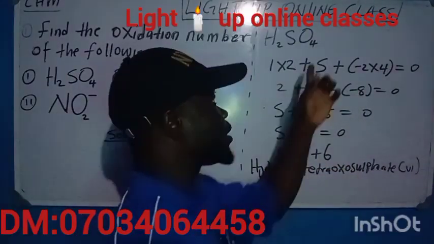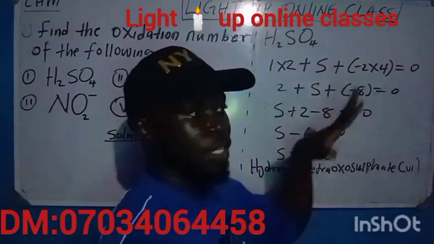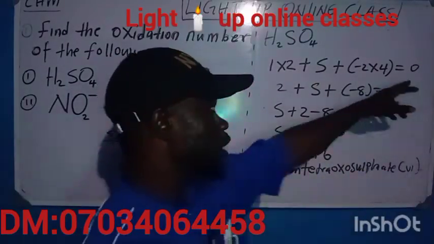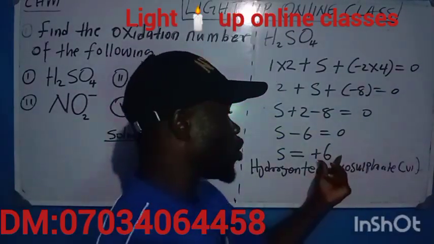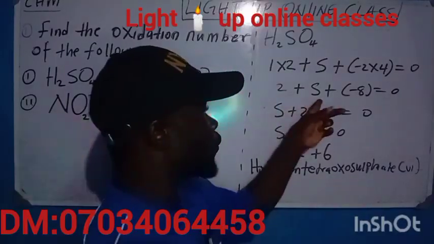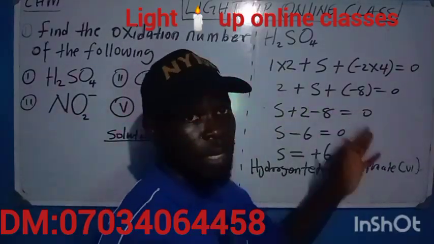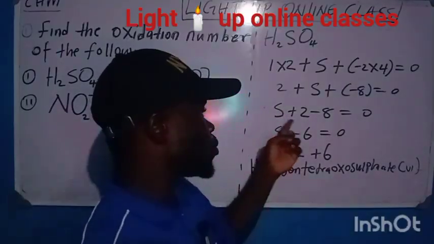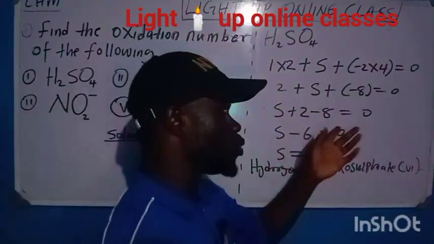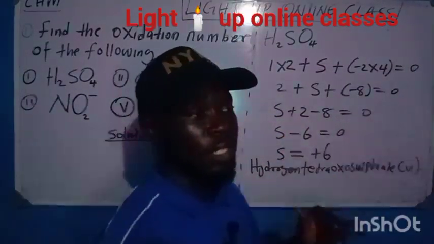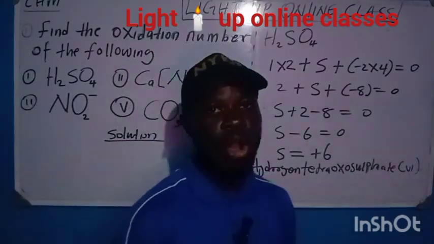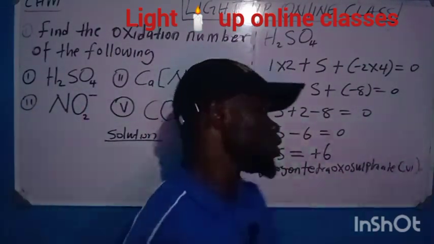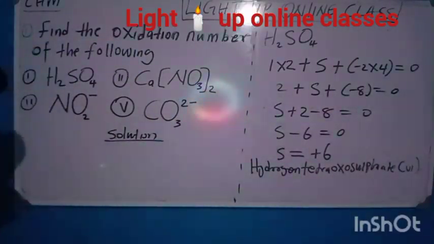Now recall I said that this is a neutral compound. That means the sum of the oxidation numbers of all the elements present here should be equal to 0. As we have found the value of sulfur, if we substitute the value of sulfur into the compound, it should give you 0. For instance, now sulfur is 6. So this is 6 plus 2, that is 8, and 8 minus 8 is equal to 0. That is applicable to all neutral compounds, that is, compounds that don't have charges. So this is for sulfuric acid.